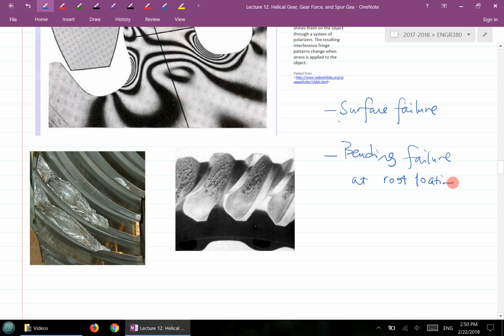Okay. So that's the two types of failure we're going to analyze, or try to prevent from happening, in terms of design for gear. And these two pictures show you the two different types of failures. So this is basically surface failure.